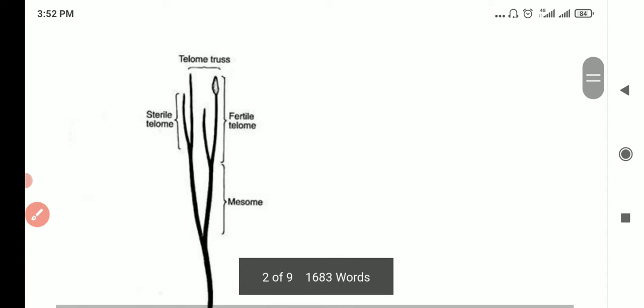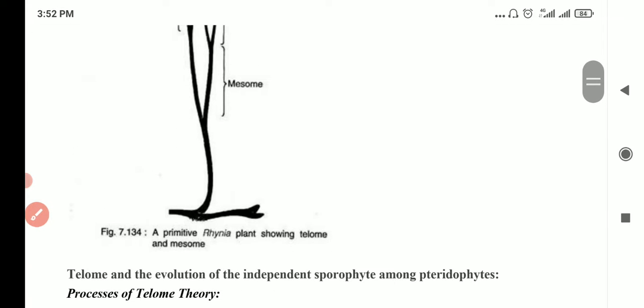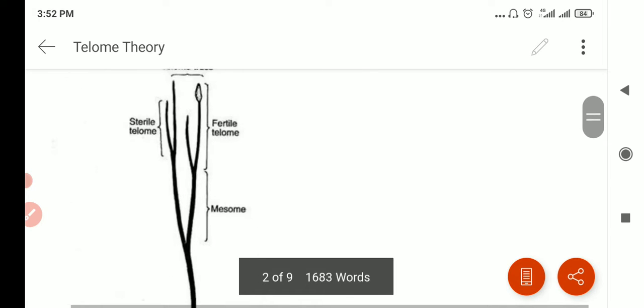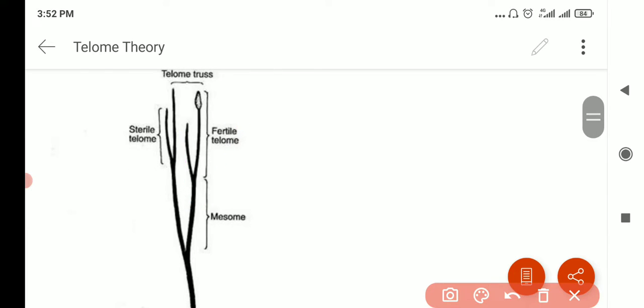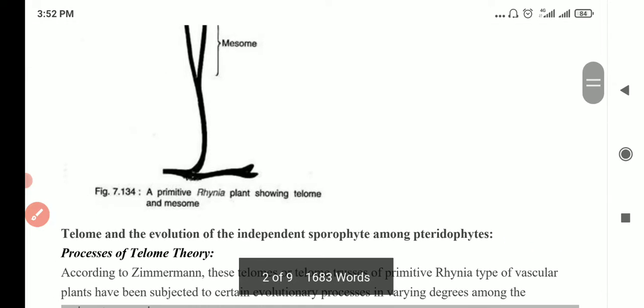Okay, so let's move on. So here you can see the most primitive pteridophyte, the most primitive fern, which is known as Rhynia. And here you can see the dichotomizing axis. You can see, just one of these is the mesome, okay? And if it ends with this fruit-bearing structure, it is known as fertile telome. And if it doesn't end with the fruit-bearing structure, it is known as sterile telome, okay? So this, I think from the diagram is clear.